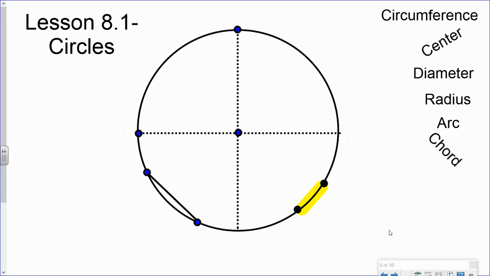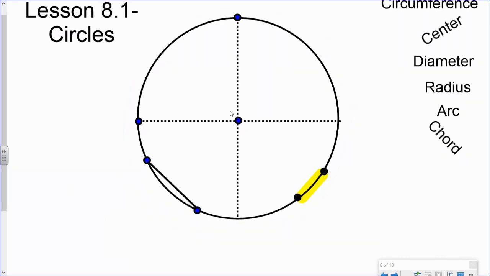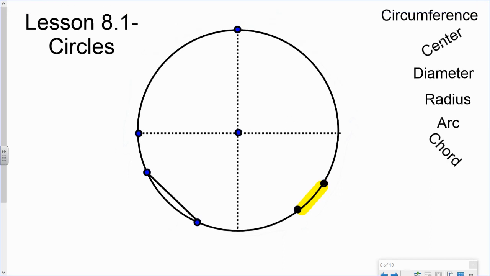So the first thing we're going to talk about is the pieces. So right in the middle of the circle, some people would call that the middle. The true name for it is center. So I'm going to go ahead and move that right to the center to label it. So center right there in the middle. Oftentimes you will see a letter there identifying it. So maybe they put the letter A there and say this is circle A, but that is the center.